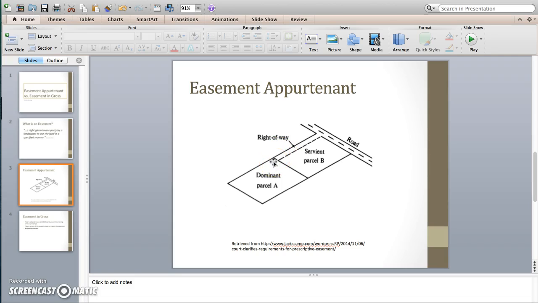When talking about an easement appurtenant, it is important to point out that there's always a dominant estate and a servient estate. The dominant estate is the estate that benefits from the easement. Here in this case, landowner A gains access to the road, and the servient estate is the estate that serves to the benefit of the dominant estate. In this case, here we have parcel B, and it is used by the landowner of parcel A.